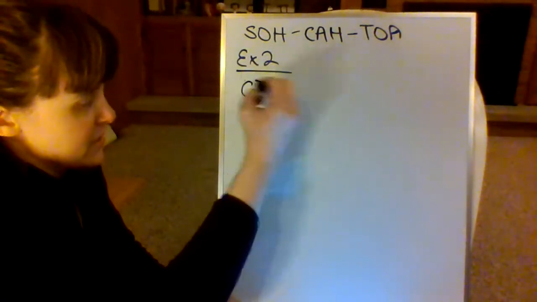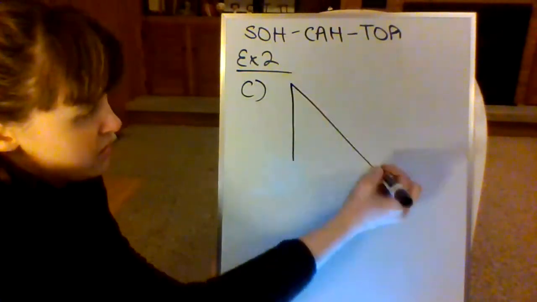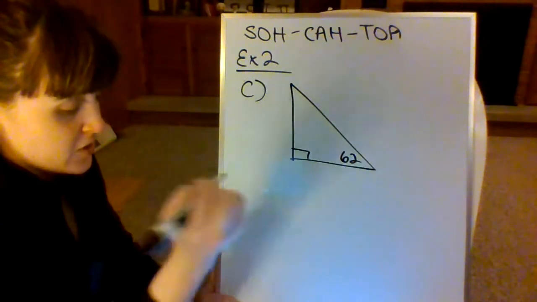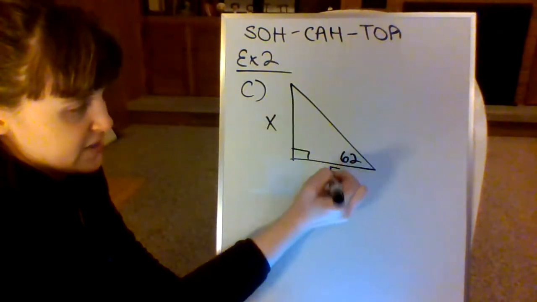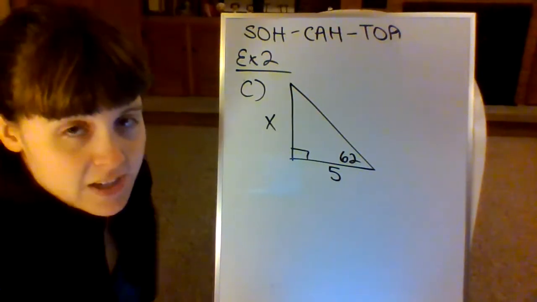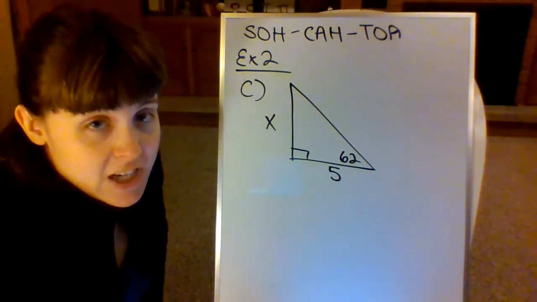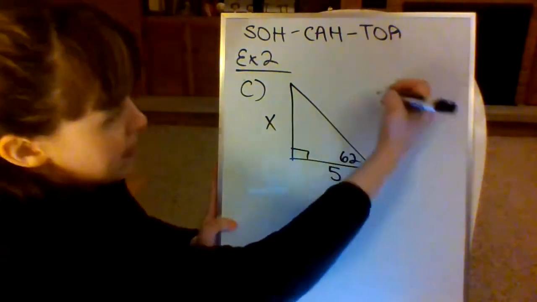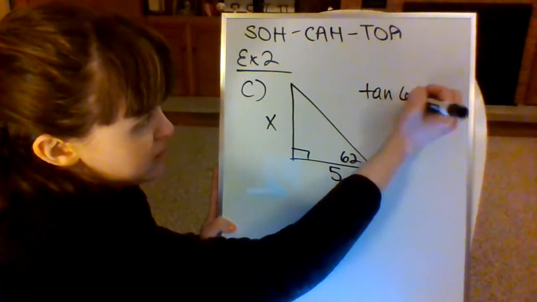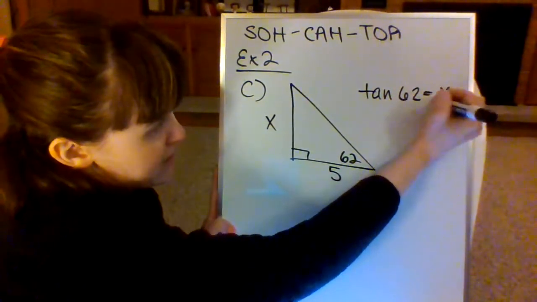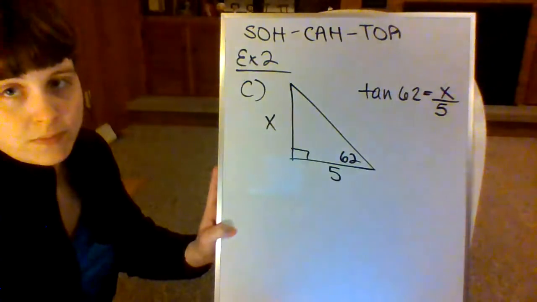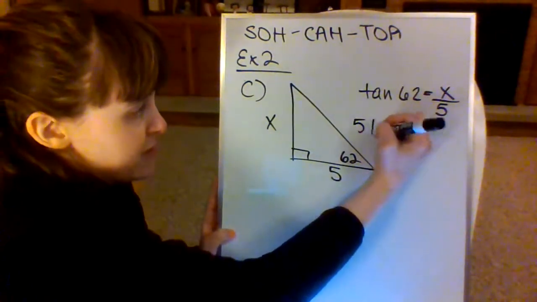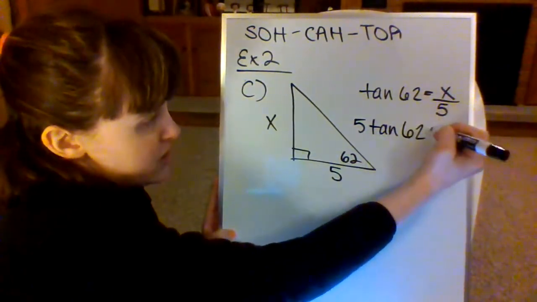Alright, the third one looks like this. We have 62 degrees, this side's x, and this side's 5. Okay, so we have the opposite side and we have the adjacent side. So opposite and adjacent is tangent. So tangent 62 equals opposite x over adjacent 5. And then again, to solve that, we're going to multiply. So 5 times tangent 62.